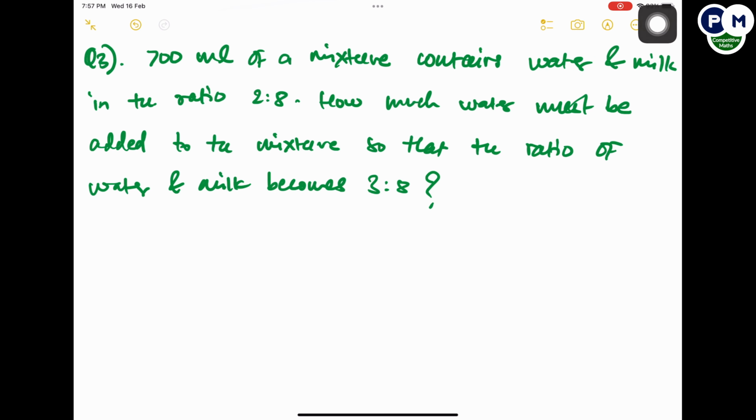700 milliliters of a mixture contains water and milk in the ratio 2:8. How much water must be added to the mixture so that the ratio of water and milk becomes 3:8? Here is an answer with explanation.